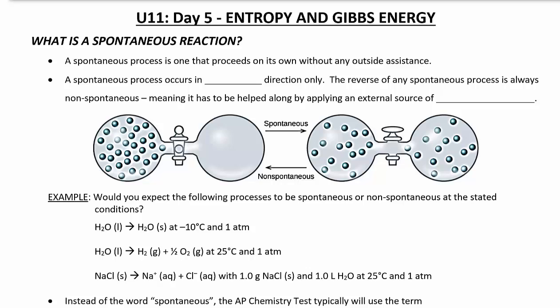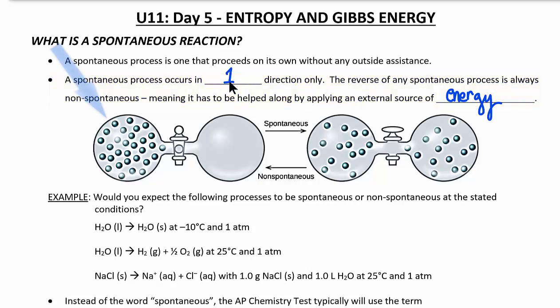Hello, chemistry students. So today we're going to talk about entropy and Gibbs free energy. So what is a spontaneous reaction? A spontaneous process is one that proceeds on its own without any outside assistance. It just happens. This spontaneous process occurs in one direction only. The reverse of any spontaneous process is always non-spontaneous, meaning it has to be helped along by applying an external source of energy.